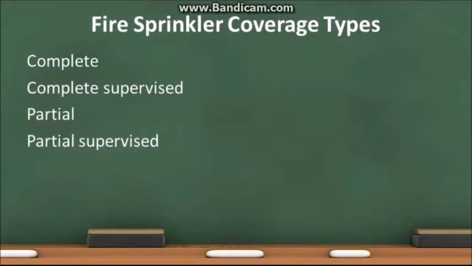There are 4 types of sprinkler coverage. The type of coverage the building has depends on the occupancy classification and the code in effect at the time it was constructed.